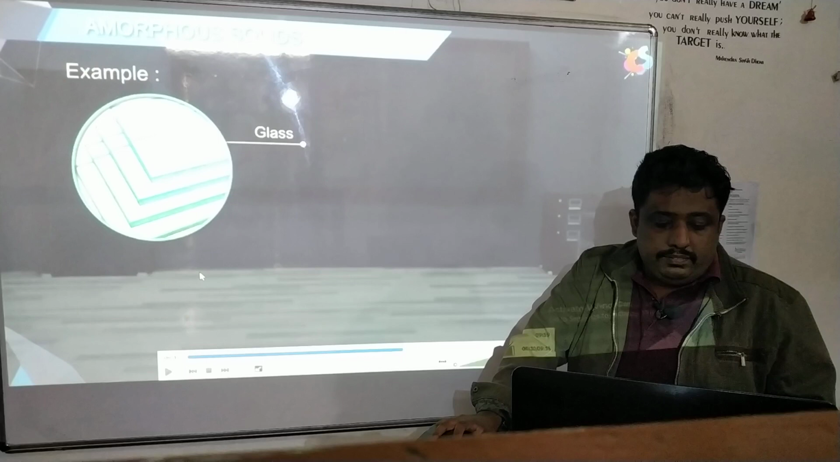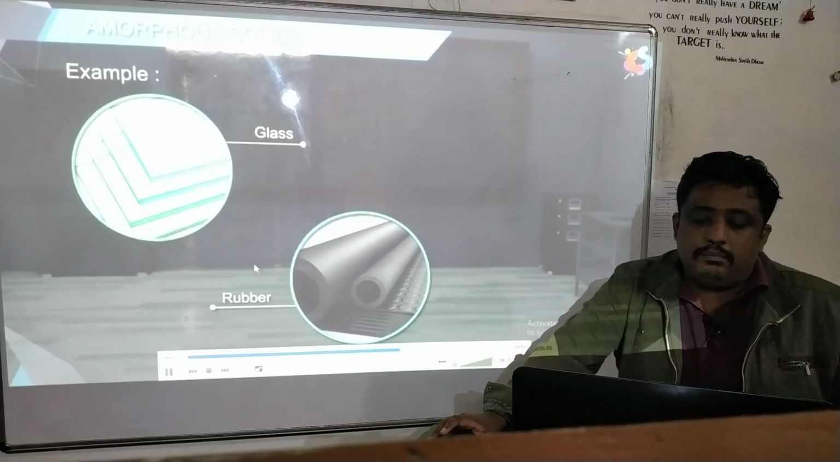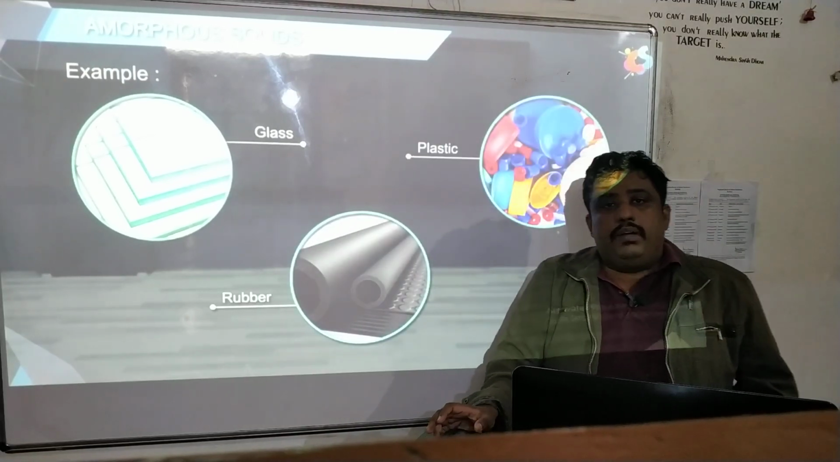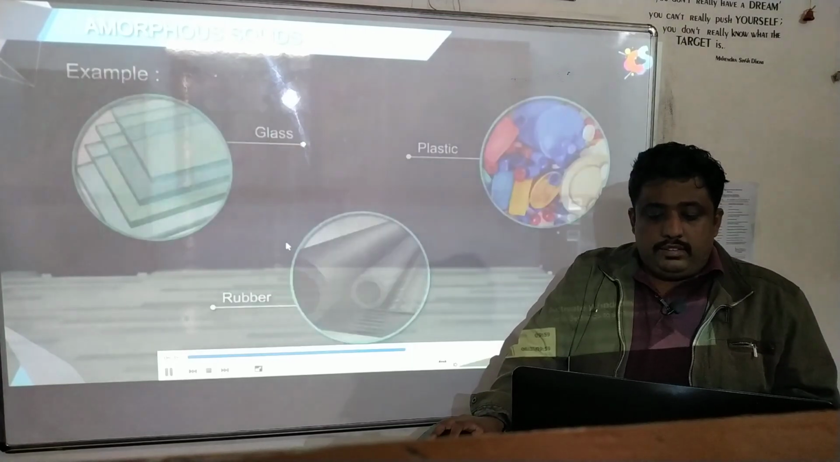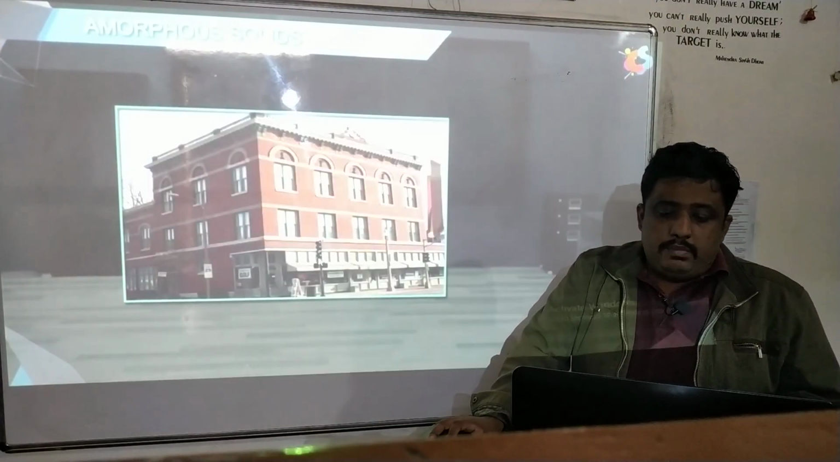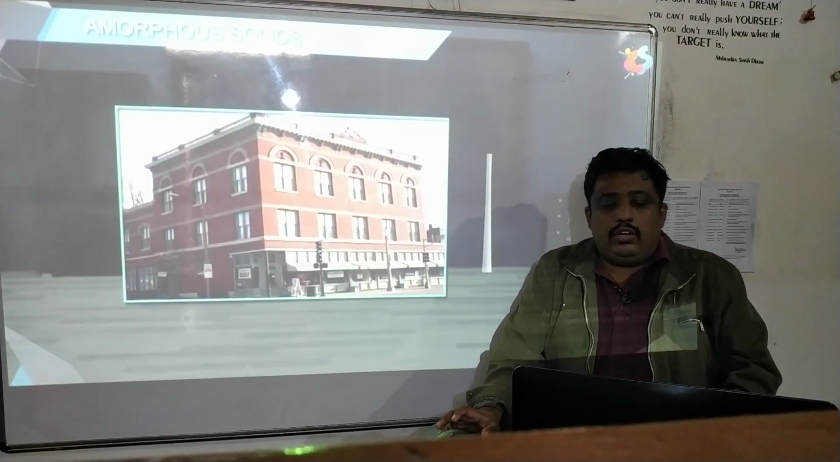Next example, you can go to the next example. What is the next example? Rubber, and the next example is plastic, right? Then look at one more property of amorphous solids.